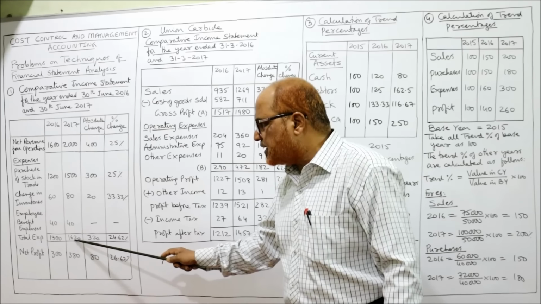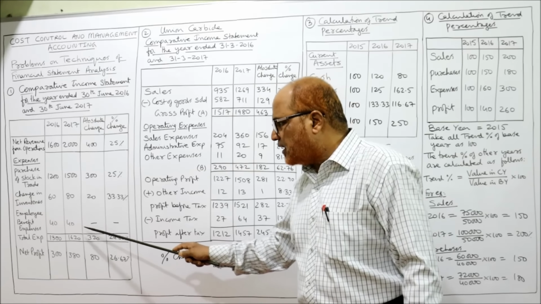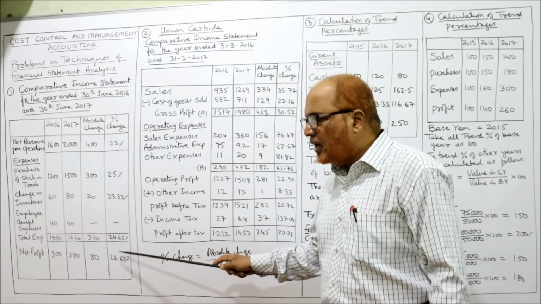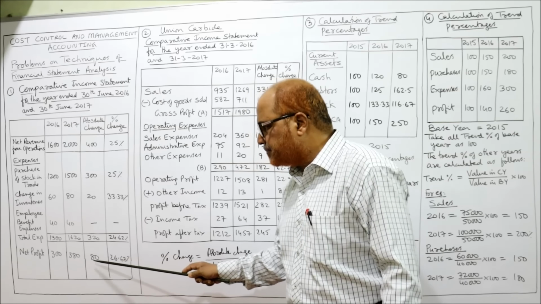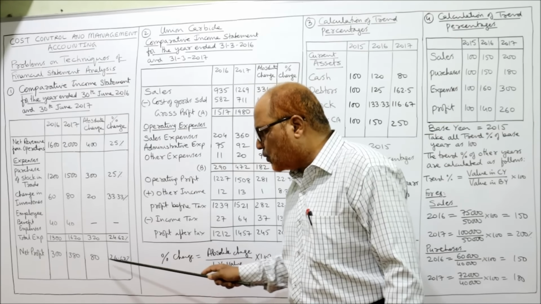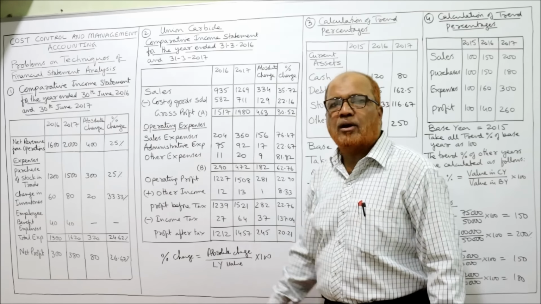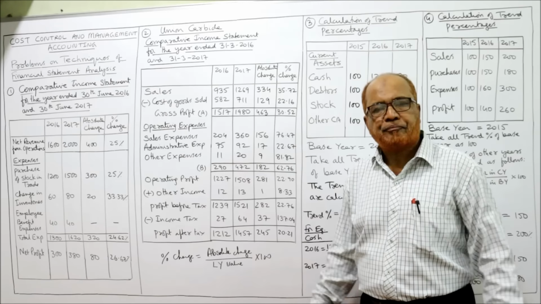Now last one, 1620 minus 1300. You will get 320. Now 320 divided by 1300 into 100, 24.62%. Last one, net profit. 380 minus 300 is 80. 80 divided by 300 into 100, 26.67. That's all. This is the method of preparing a comparative income statement.